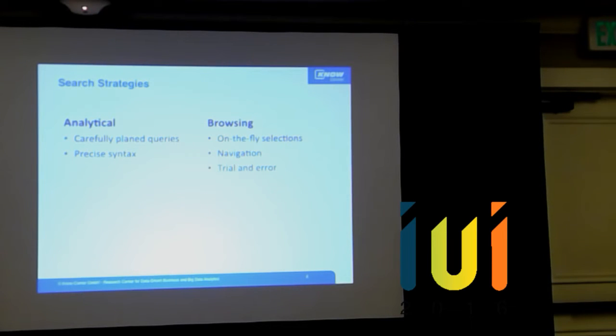So Mark Canini defines two types of search strategies. On one hand, analytical, and on the other hand, browsing strategies. Analytical search strategies rely mostly on carefully planned queries that require precise syntax. And browsing search strategies rely mostly on on-the-fly selections, navigation, and trial and error actions.